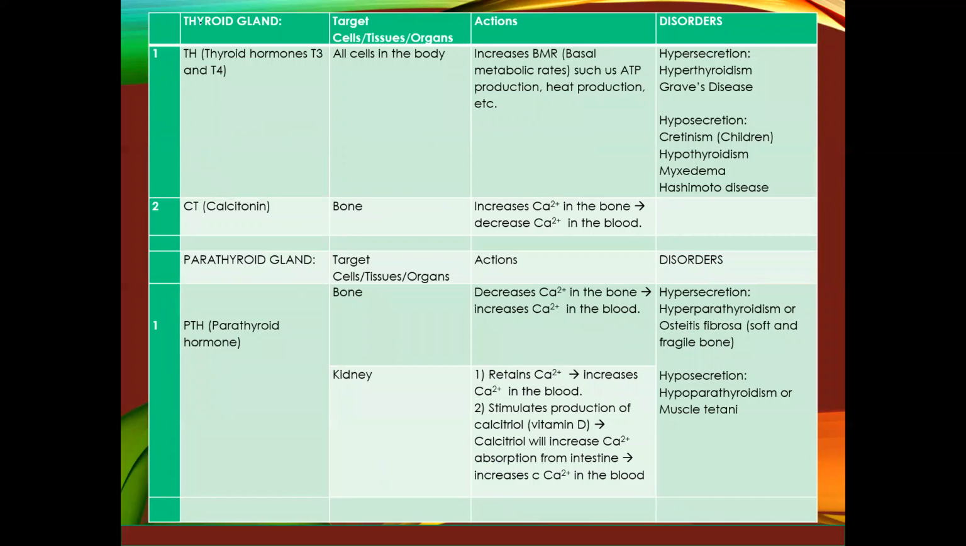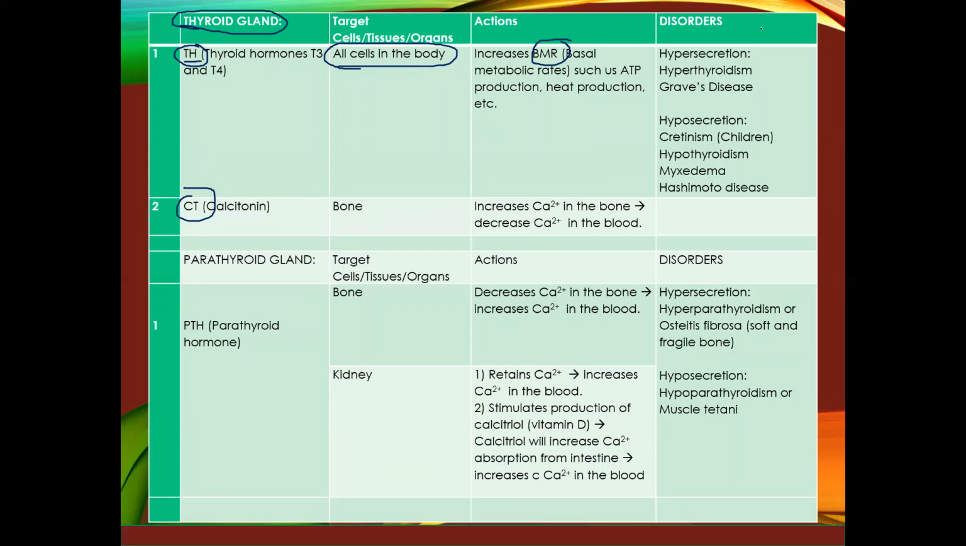Okay, we go to the next gland, which is the thyroid gland. The thyroid gland produces two hormones, which are thyroid hormones and calcitonin. Now, thyroid hormones increase metabolic rate, cell metabolism. Therefore, the target for this thyroid hormone will be all cells in our body. So all cells in our body will have receptors for the thyroid hormone.